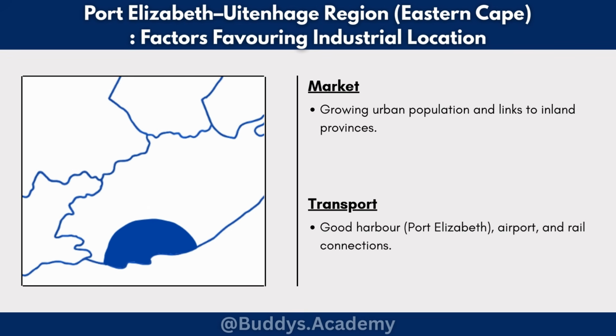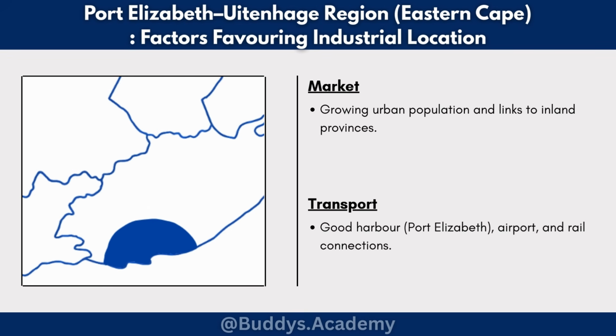And your fourth region will be your Port Elizabeth Uitenhage region. Now, this region is going to be located in your Eastern Cape. So the factors that are going to favor industrial location would firstly be your market, right? So this area is going to have a growing urban population, and it's going to have links to your inland provinces. In terms of transport, it's going to have a good harbour.